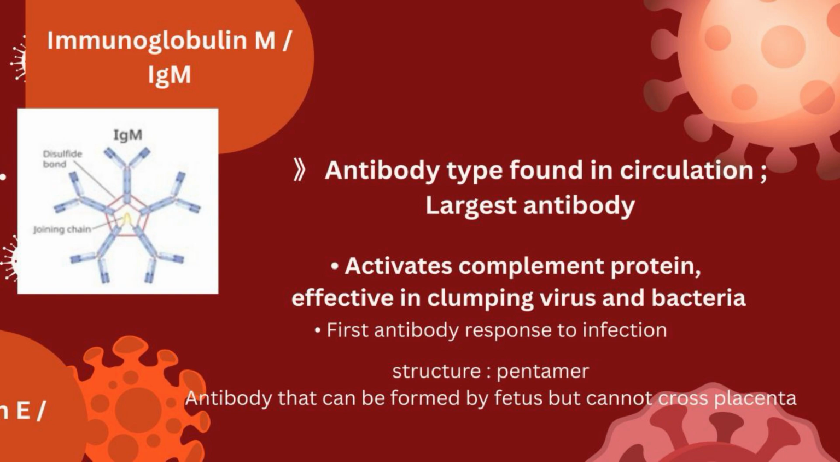Structurally, IgM is a pentamer, meaning it has 5 Y-shaped units joined together. Interestingly, IgM can be formed by a fetus, but it cannot cross the placenta.